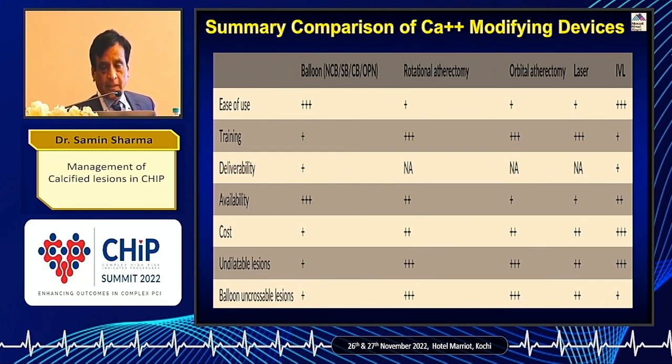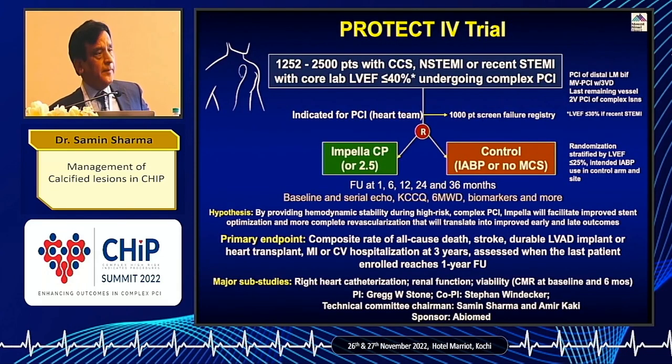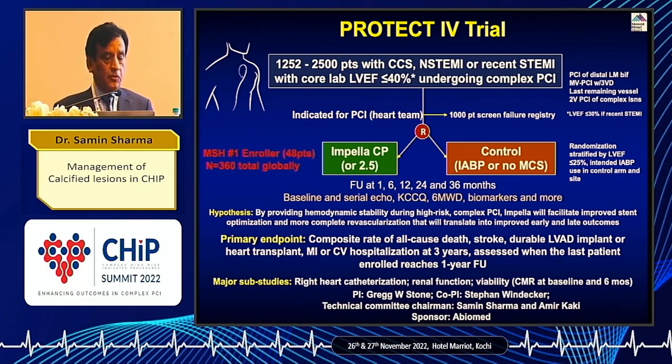One of the biggest problems with IVL is not that the device is not very effective, but the cost. It is a tremendous cost, almost 2 to 3 times of the atherectomy, but that is what it is, a very useful device otherwise. PROTECT 4 will be, I would say, the ultimate trial to answer in the CHIP type of case, whether you use Impella or you just do with a balloon pump or without balloon pump in complex cases: EF less than 40% and multi-vessel CAD, complex CAD, which has a clear-cut definition. This is the trial ongoing. We are the top enroller; 360 patients globally have been enrolled, and we have 48 patients.